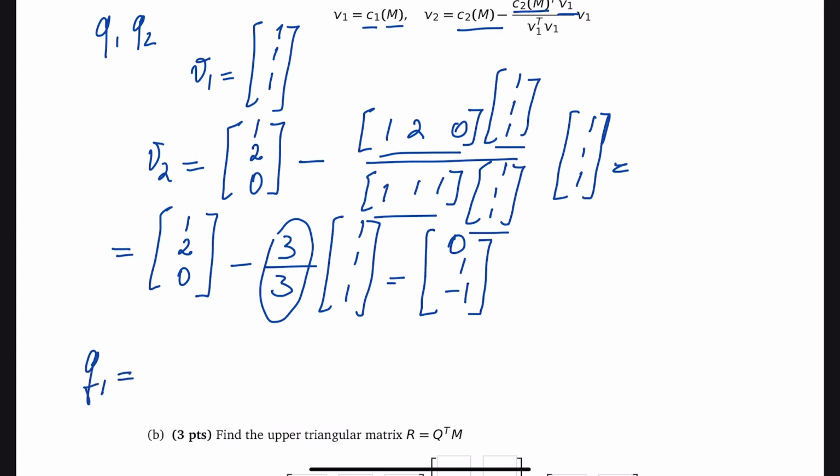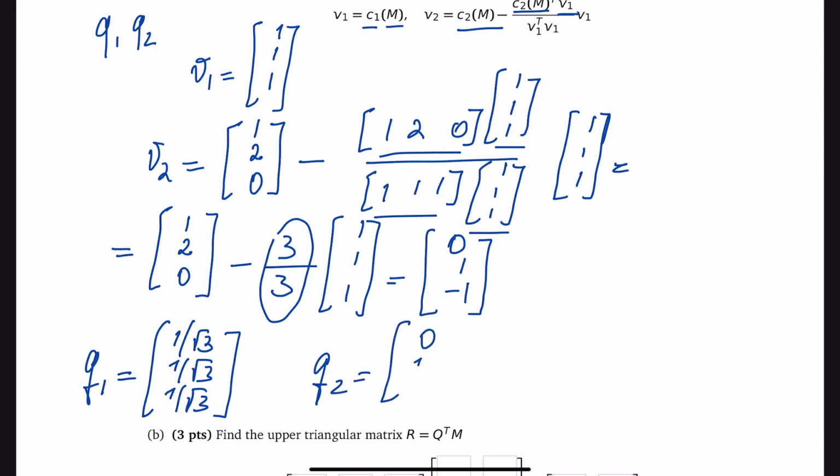So the Q1 is going to be 1 divided by the square root of 3, 1 divided by the square root of 3, and 1 divided by the square root of 3. And the Q2 is going to be 0, 1 divided by the square root of 2, minus 1 divided by the square root of 2.